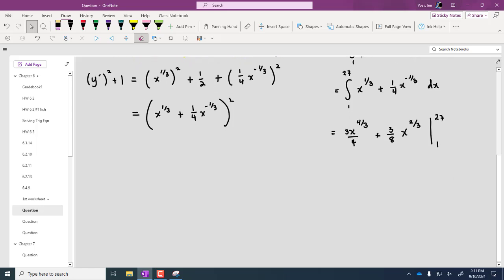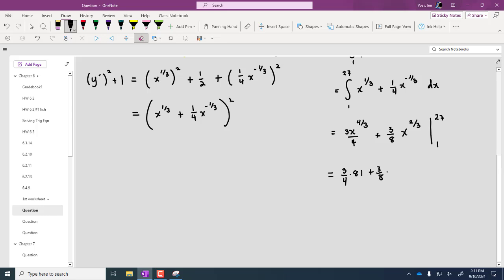Now we just have to plug in things and evaluate properly. So this is going to be 3/4 multiplied by 27 to the 4/3. Take the cube root of 27 and get a 3. 3 raised to the 4th power is 81. So we're going to have that.